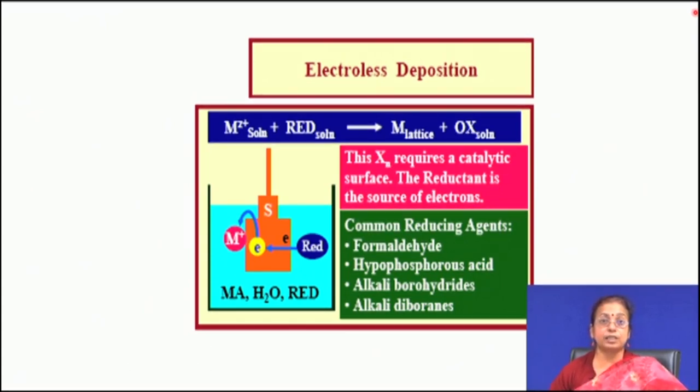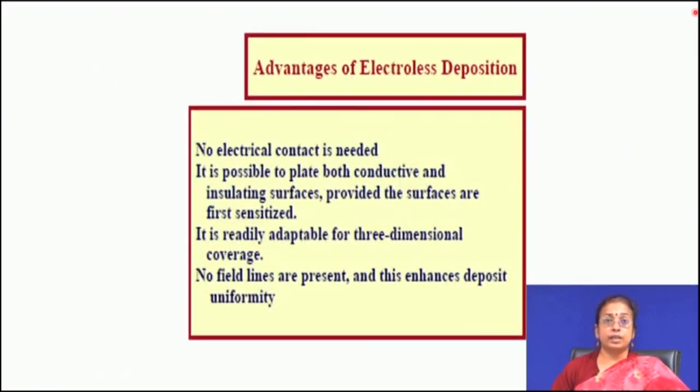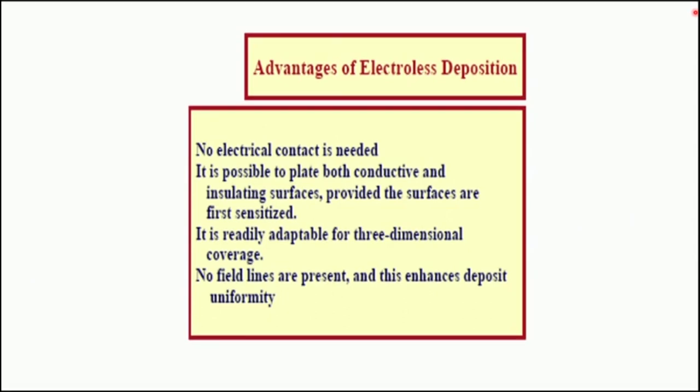In the solution you add a reducing agent, and common reducing agents are formaldehyde, hypophosphorus acid, alkali borohydrides and alkali diborates. When you add these agents, naturally the metal ions get reduced to metal atoms, and they get deposited onto the surface of the substrate. Here you don't need any electrical contact, so it is an electrical contactless process. You can apply this deposit without any electrical contact, and hence it is very important for deposition on conductive as well as non-conductive material.